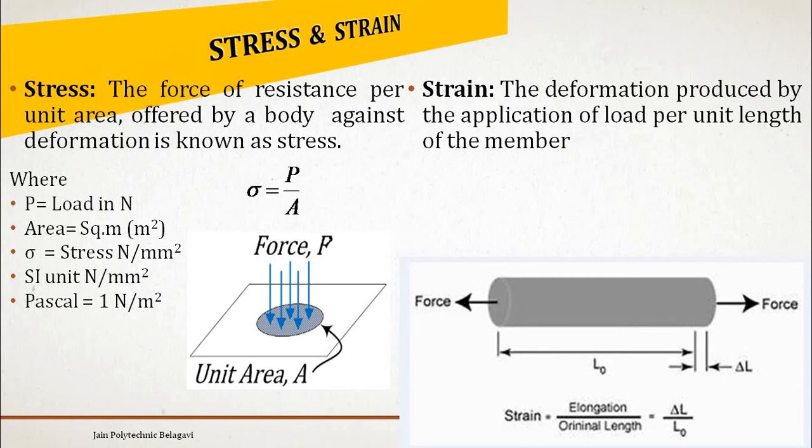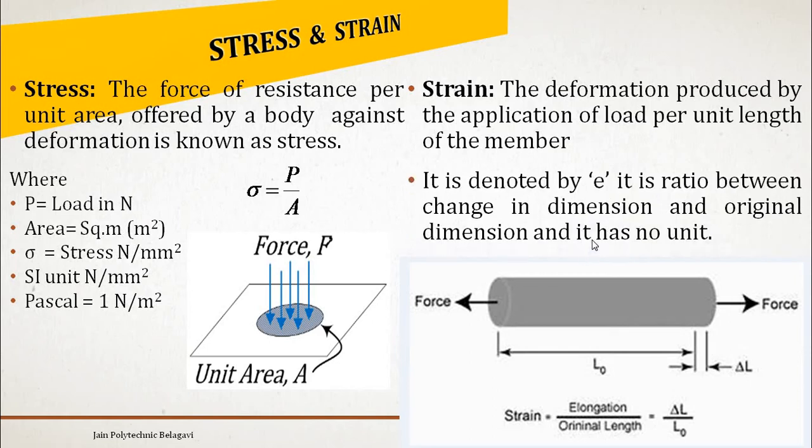It is unitless. Strain is denoted by small letter e, while stress was denoted by sigma. Here it is small e. It is nothing but the ratio between the change in dimension and the original dimension, and it has no unit.